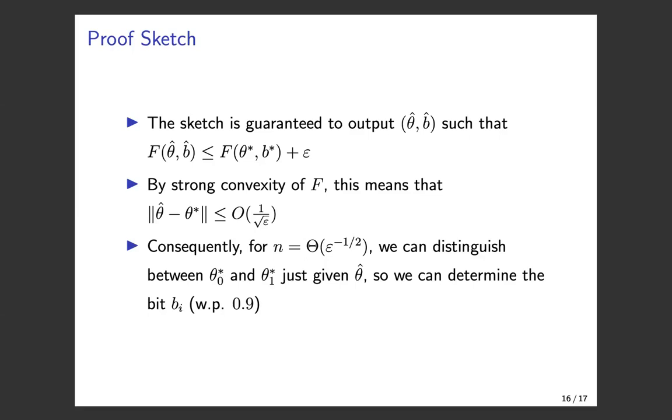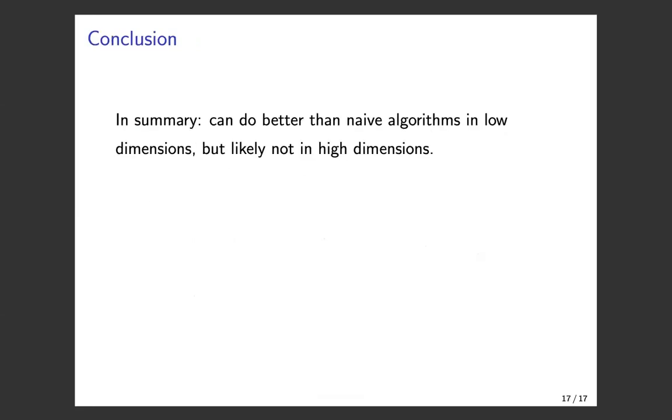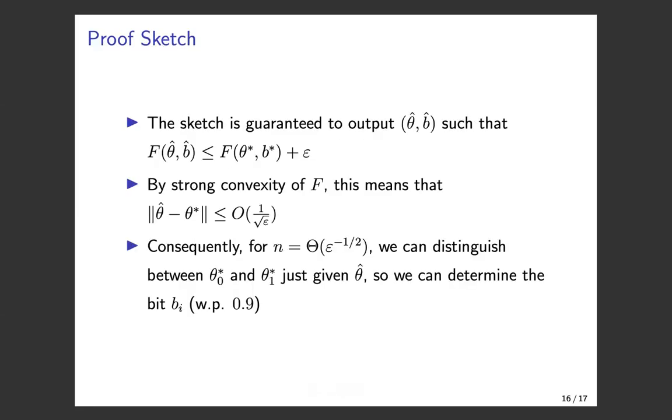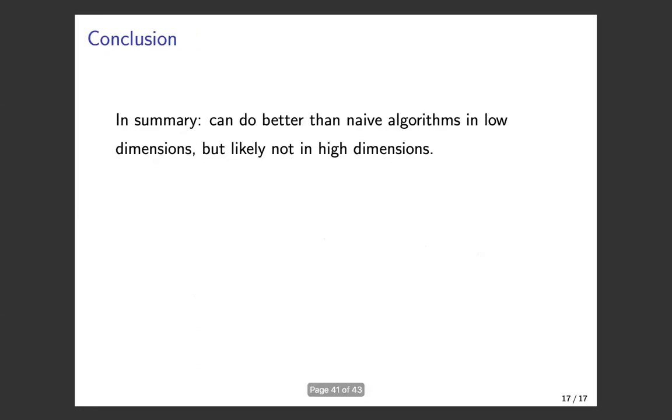And so this completes the reduction from indexing and shows that the sketch requires space linear in n, in this case linear in 1/√epsilon. So that's the end of the proof sketch. Of course, there are lots more details, but you can find those in the paper.